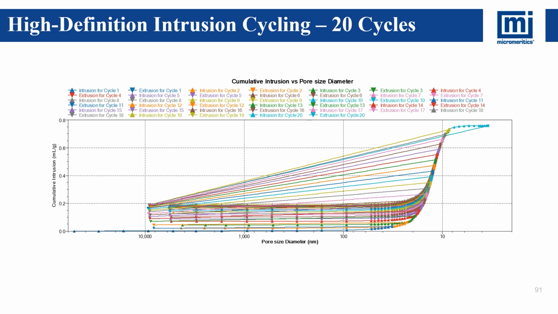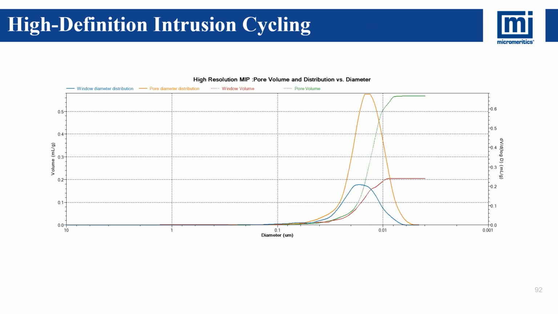We now can separate the intrusion data into the reversible intrusion, which basically is the reversible filling of the throats, the volume in the throats shown in orange for the log differential and in green for the cumulative, from the volume filling the cavities that is irreversible. We don't know the size of the cavities. We do know the size of the throat through which that volume was being filled. The log differential shown in blue and the cumulative shown here in red.